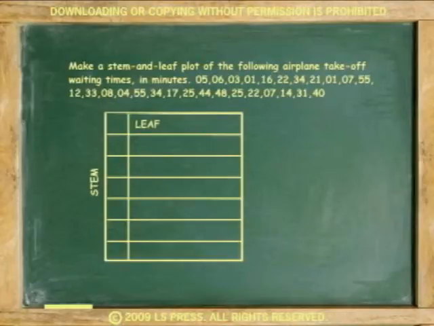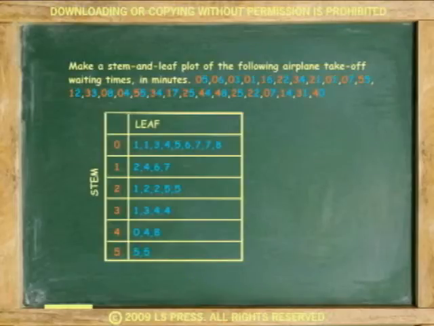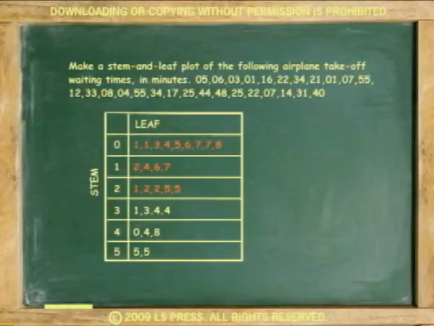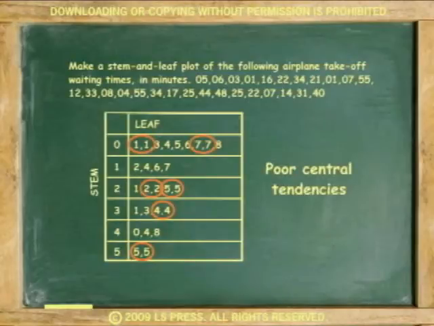For example, make a stem and leaf plot of the following airplane takeoff waiting times in minutes. The stem will be the 10s digits and the leaf the 1s digits. The central tendencies may be checked by looking at the distribution. In this particular case, the data is skewed, or leaning towards the lower values, while the median is 21 minutes and there are 6 modes. This means that there are poor central tendencies.